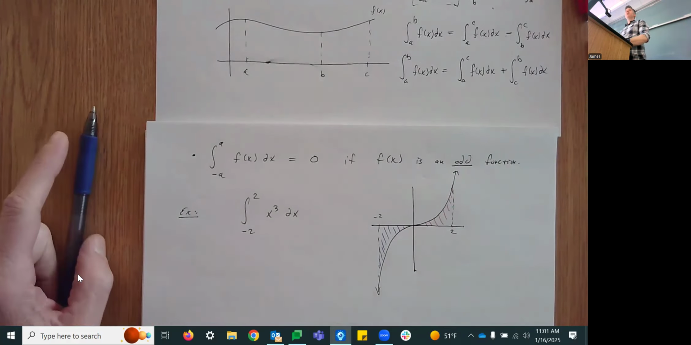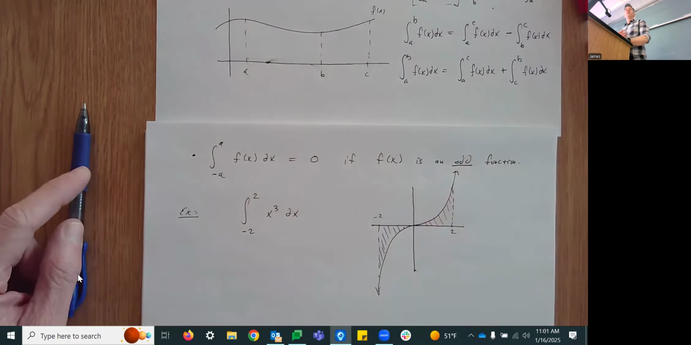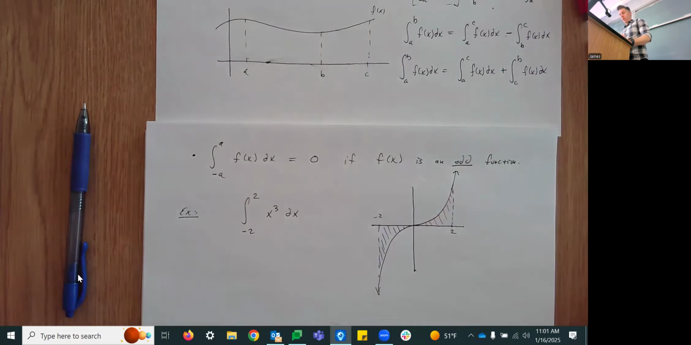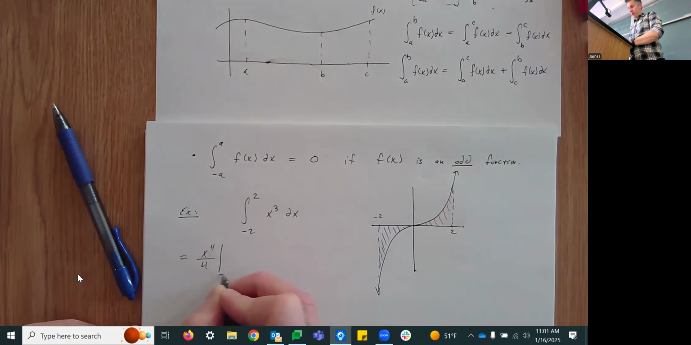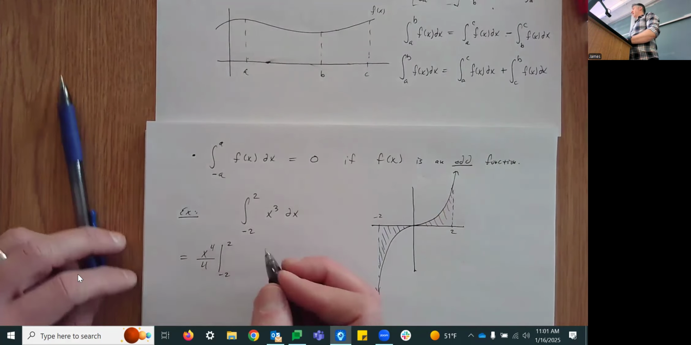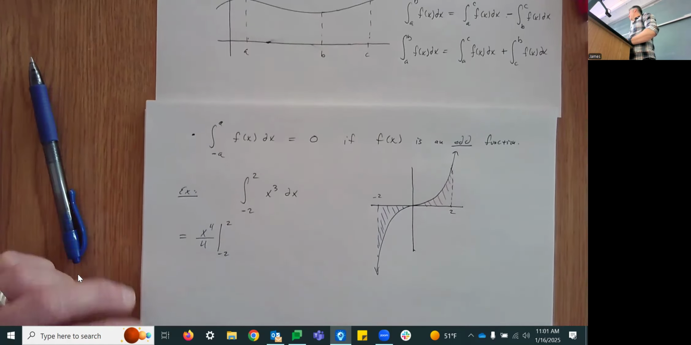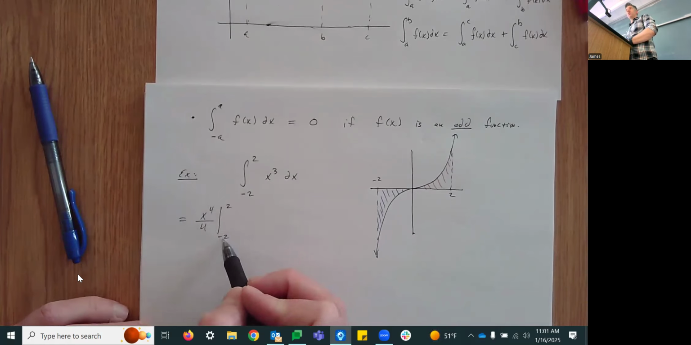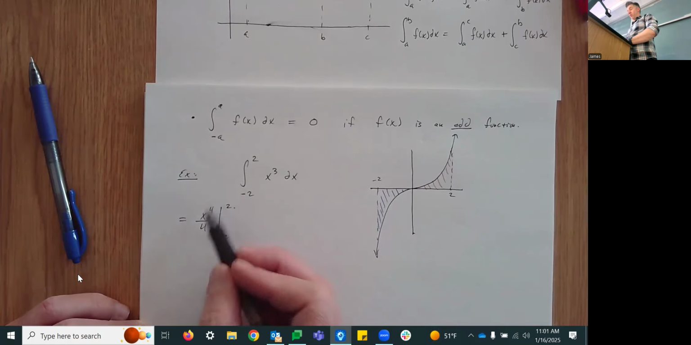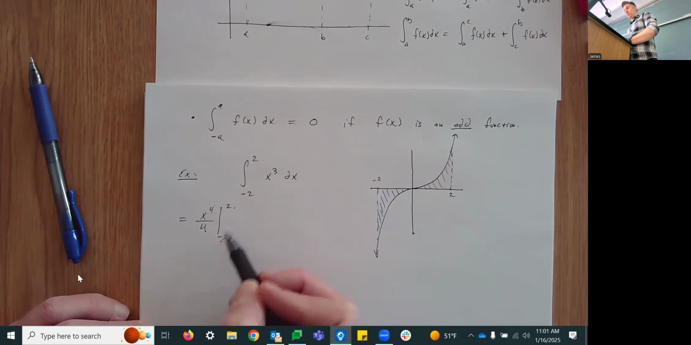Or you could not do that at all. You could actually just do the work. If we did the work, see what happens. If we actually find the antiderivative and evaluate it from negative 2 to 2. I will point out, this is a small pet peeve, but it is a pet peeve. When you say this, you should say from the bottom to the top. So when you're doing this integral, it's x to the 4th over 4 from negative 2 to 2.